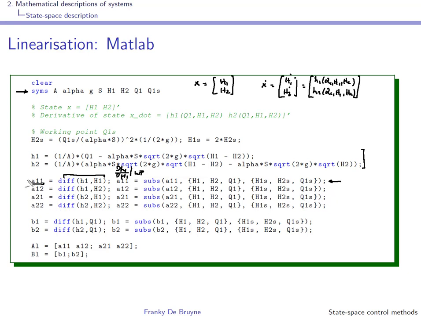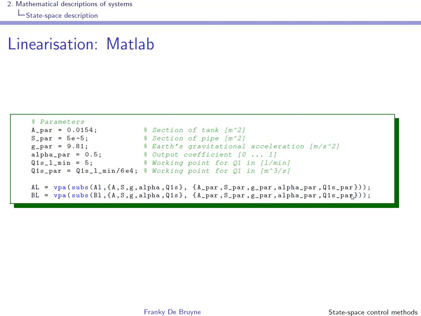So this is how you obtain the matrix A, and you can do something similar to obtain the matrix B over here. There you have to take the partial derivative with respect to Q1, the partial derivative of H1 with respect to Q1. This will give you B1, and if you take the second one with respect to Q1, you have B2.